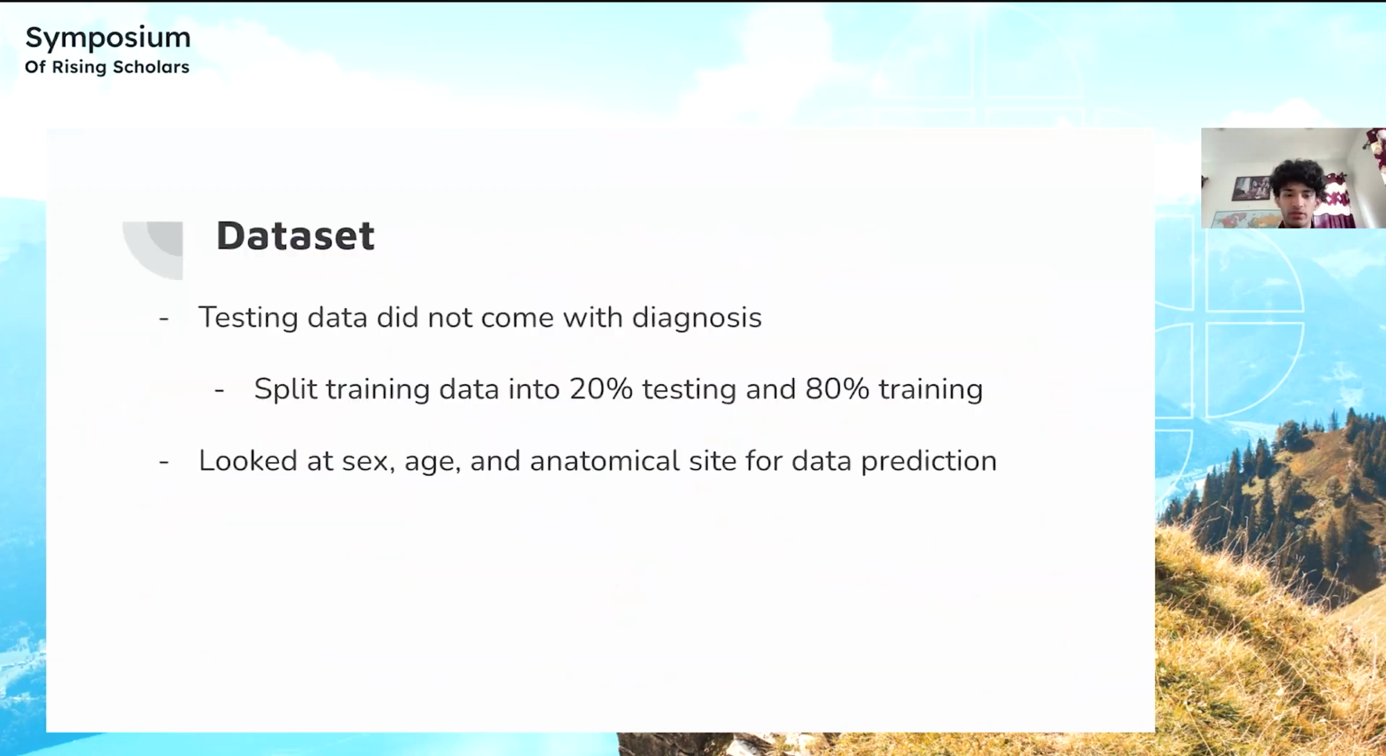The data set we used for this did not come with, the test set did not come with diagnoses. It was just values to be tested. So because of this, we just split the training data into 20% testing and 80% training. And in the data set, we looked at sex, age, and anatomical site for data prediction.